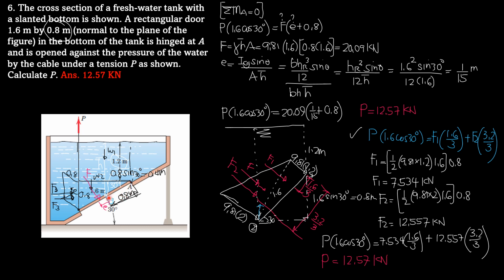But the centroid of the rectangular area is from A, we have 0.8, half of 1.6, and from the bottom, it is also 0.8 meter. The force F acts below the centroid of the area at a distance E. Therefore, the moment arm of F from A, where at A we have a hinge, is 0.8 plus E. So in this problem, I presented two ways to solve the problem.